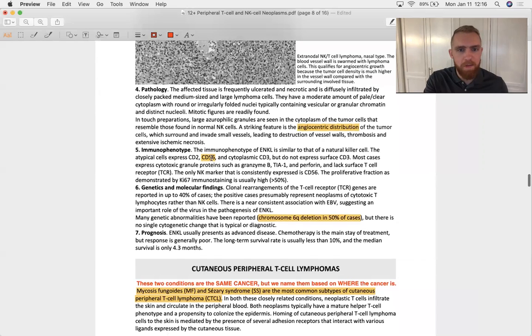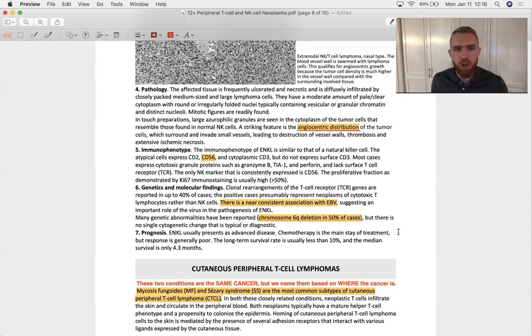And then CD56 positive. What cell expresses CD56? The NK cell. And you might want to know it's got an angiocentric distribution, just in case they ask what would it look like under a microscope. And you might want to know that half of these have a chromosome 6q deletion, just in case they ask what's the genetic abnormality. And finally, something that I just picked up that I didn't see before is that there is a near consistent association with Epstein-Barr virus, suggesting an important role of the virus in the pathogenesis of this extranodal lymphoma.